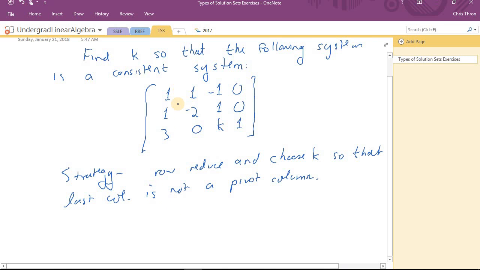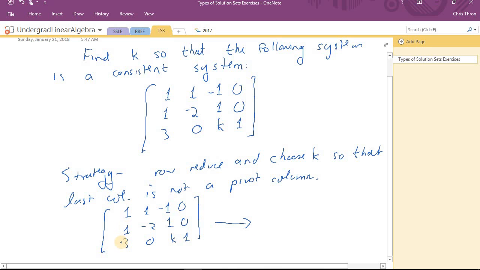All right, so let's go with this here. So I'm going to take my matrix again. I'll rewrite it: 1, 1, minus 1, 0; 1, minus 2, 1, 0; 3, 0, k, and 1. Okay. All right, and let's do some row operations. Remember how to do this.